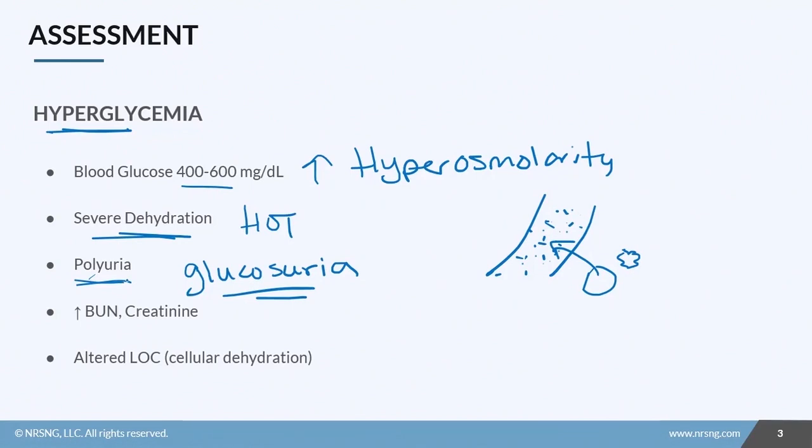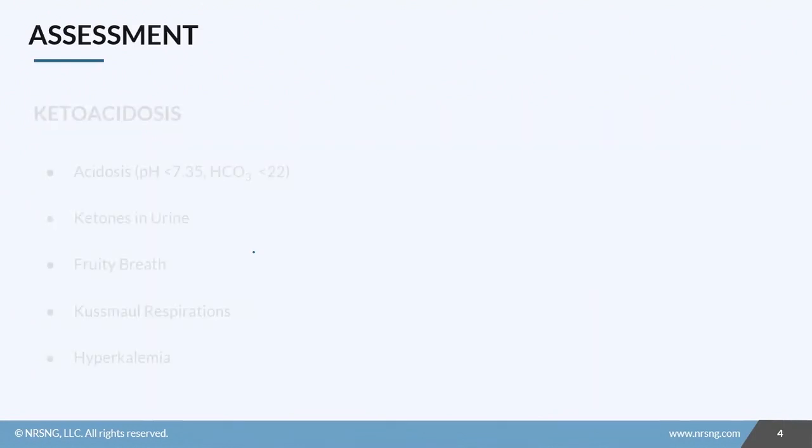Now, that dehydration is also going to cause their BUN and creatinine to go up. It can also cause an altered LOC because of cellular dehydration in the brain. Okay, so they're going to be dry, hot, confused. They're going to be peeing a lot. They might be thirsty. And we're going to see this super high glucose level plus the positive ketones.